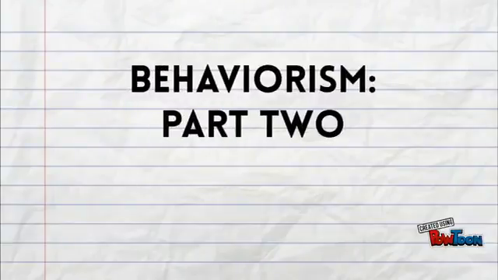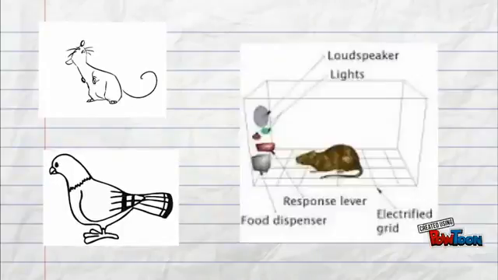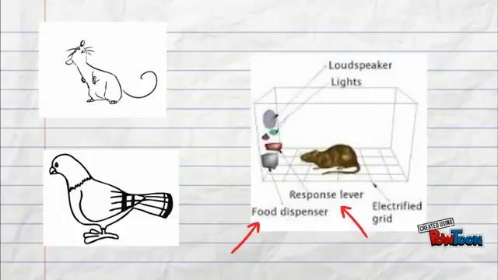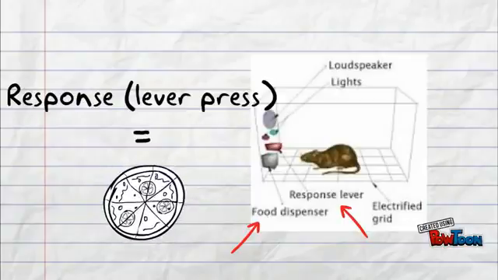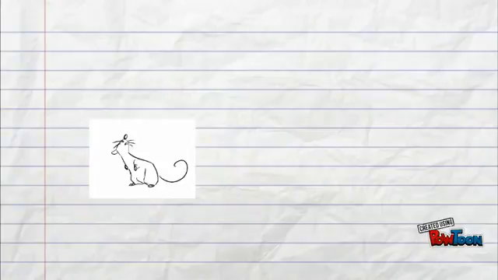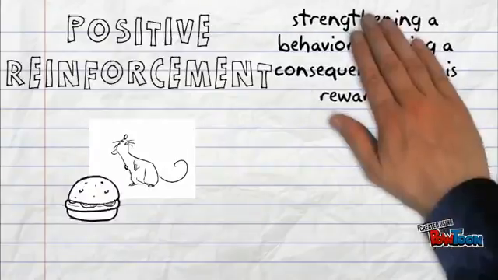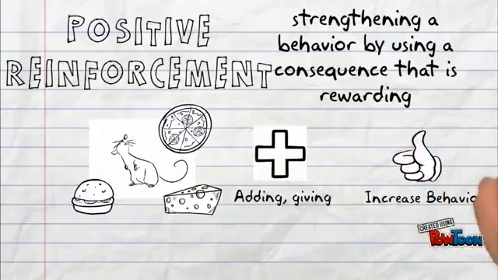Let's talk about behaviorism. Part 2. Skinner used animals, predominantly rats and pigeons, to conduct his experiments. In one of his first experiments, he placed rats in a box with a feeding tube connected to a lever. Once the rats realized that every time they pressed the lever they got food, Skinner noticed that the rats spent a great deal of time pressing the lever. Skinner had actually trained the rats to press the lever by using positive reinforcement. By giving the rats food every time they pressed the lever, the likelihood of that behavior increased.